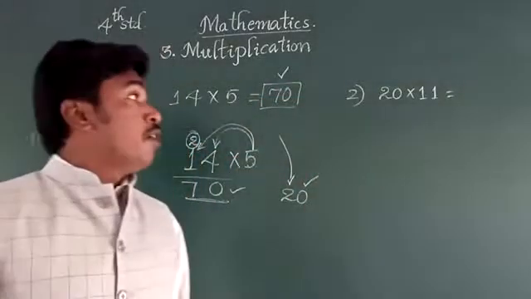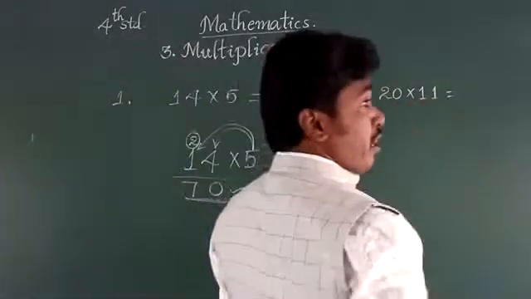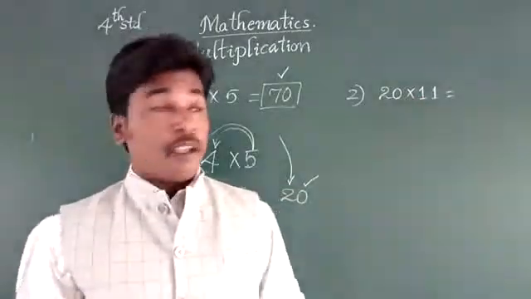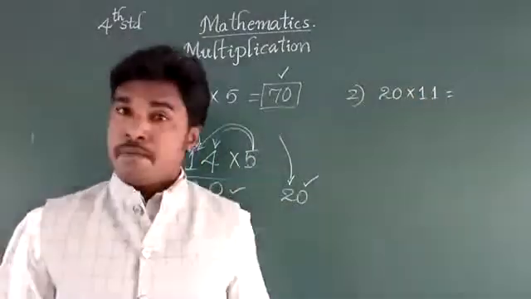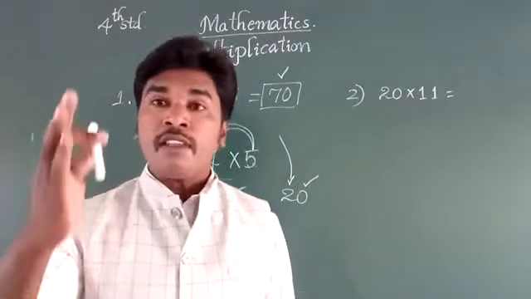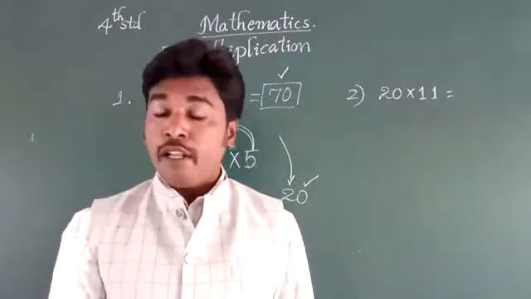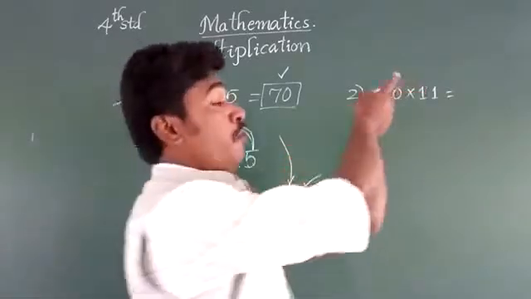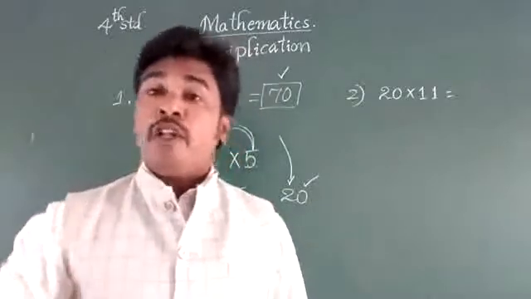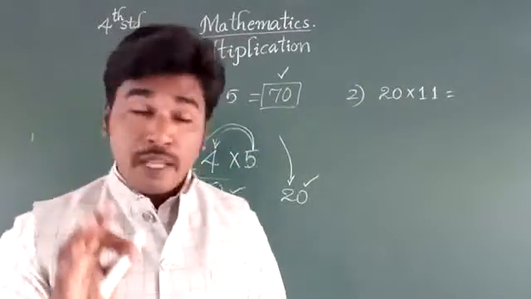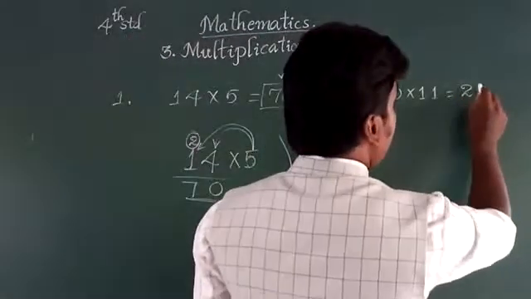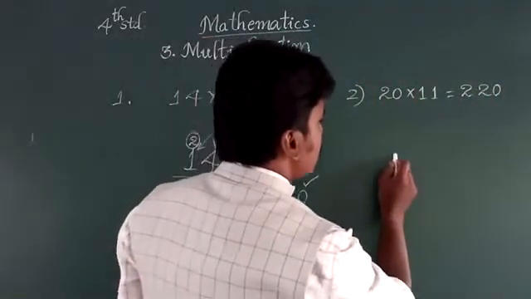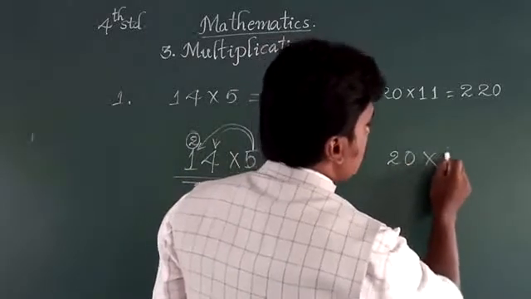Similarly, dear children, so 20 into 11. It is very simple. 20 has repeated 11 times or 11 is repeated 20 times. You know that 11 tens are 110. Again 11, 20 times, it is 110 twice. So that it is 220. If you don't know directly, so 20 into 11.